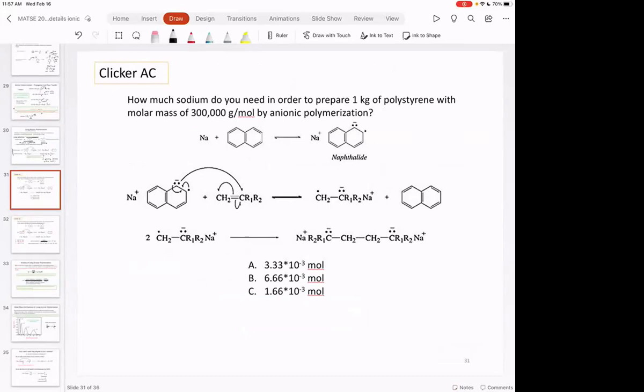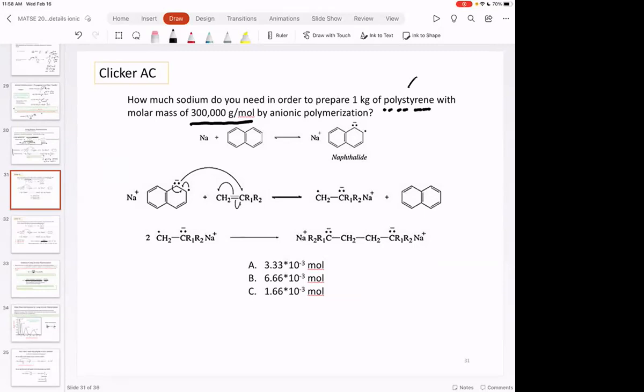Great. All right. How much sodium do you need in order to prepare 1 kilogram of polystyrene with a molar mass of 300,000 grams per mole by anionic polymerization? This is a lot. We just talked about this, right? And so we need to start to think about, okay, what's going on? What do we know about this? So the first thing we know is 300,000 grams per mole. So that's great. What does that usually signal for us? What are we interested in when we know the molecular weight and we know the polymer?